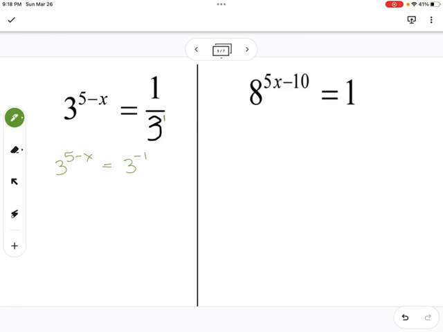Okay, we now have the same base, so we are just going to be left with 5 minus x equals negative 1. We're going to bring the 5 to the other side. It'll be a minus 5. So negative x equals negative 1 minus 5. Negative x equals negative 6. And getting x by itself, we need to divide by negative 1. So x equals negative 6 divided by negative 1. And x equals a positive 6.